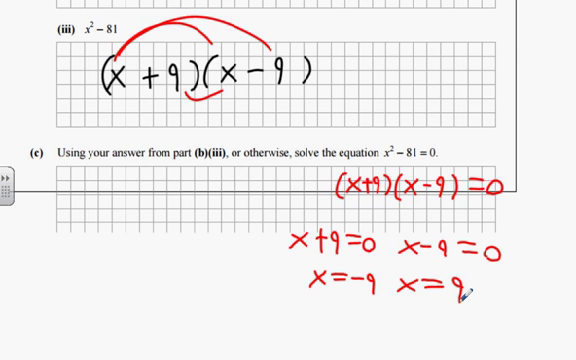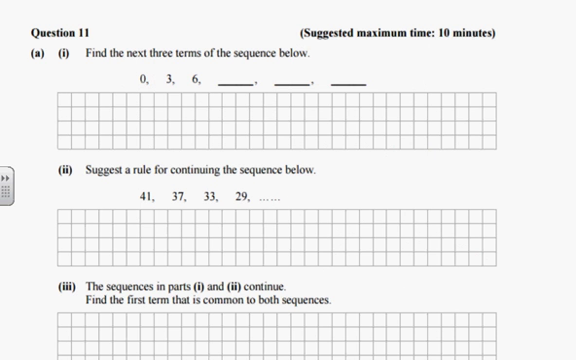Who got that one now? Well, I skipped a step. Same, buddy. But you got the same answer? Yeah. Now, find the next 3 terms in the sequence.